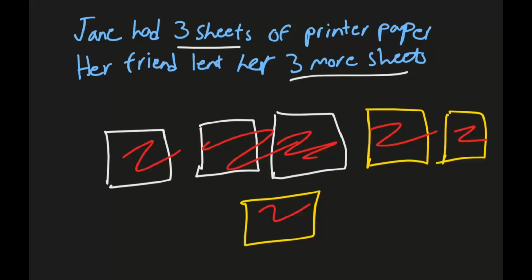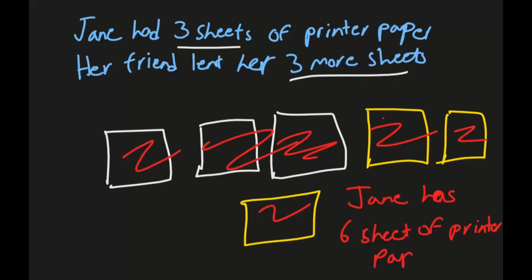That means our answer is that Jane had, I'm going to write it down here, Jane had, or has 6 sheets of printer paper. There we go. That's our answer.